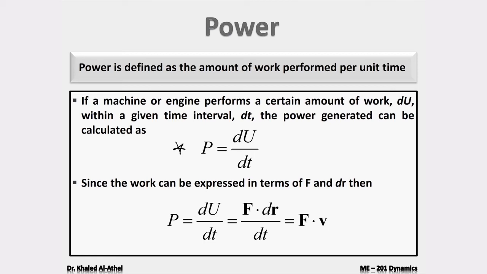Now keep in mind, since the work can be expressed in terms of F and dr, we know from previous modules that work equals F dot r in vector format. Therefore, dU is F dot dr, so P equals F dot dr over dt. Now what is dr/dt? This is basically the velocity. So power equals F dot v, force times velocity.